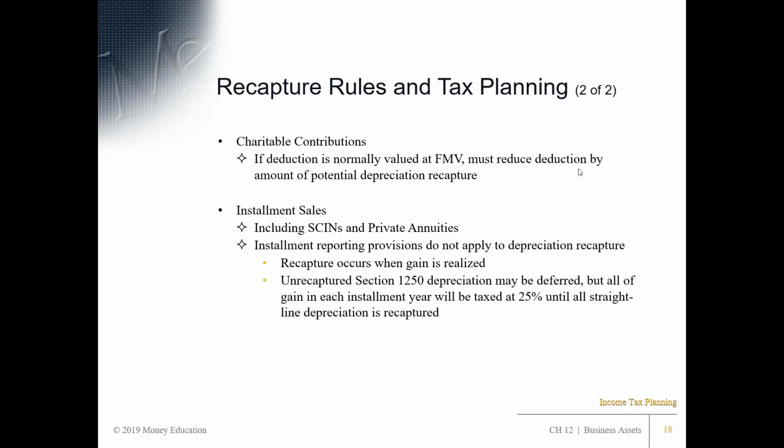recapture for depreciation. If there are installment sales, including SCINs and private annuities, installment reporting provisions do not apply to depreciation recapture. Recapture occurs when the gain is realized. Unrecaptured section 1250 depreciation may be deferred, but all of the gain in each installment will be taxed at 25% until straight line depreciation is recaptured.